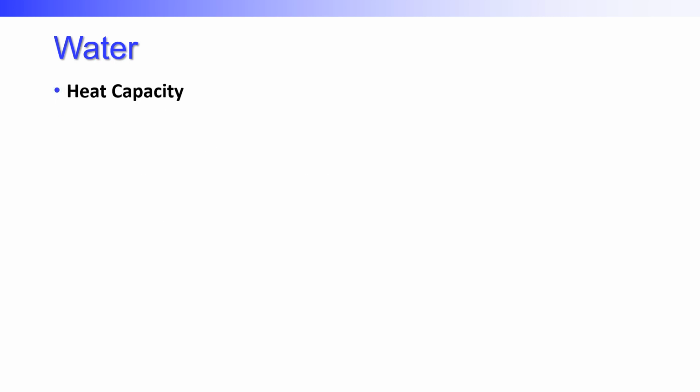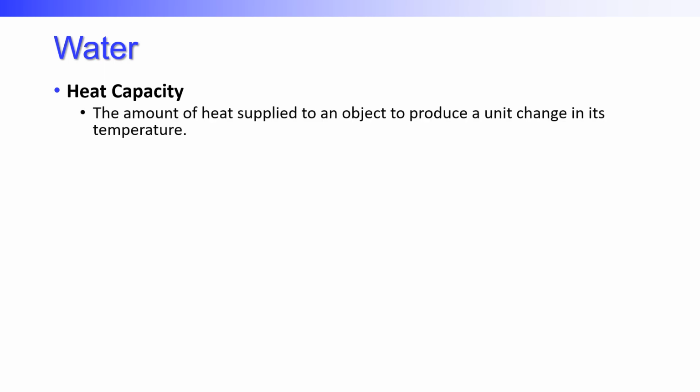So we started off by talking about heat capacity. What is heat capacity? Well, heat capacity is the amount of heat supplied to an object in order to get it to increase its temperature by 1 unit, let's say 1 degree. That's how we would define heat capacity.